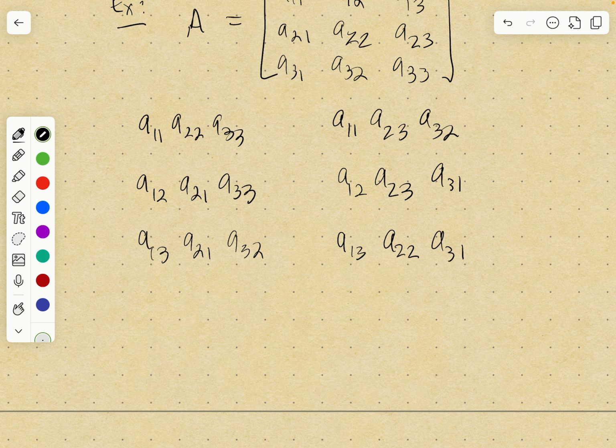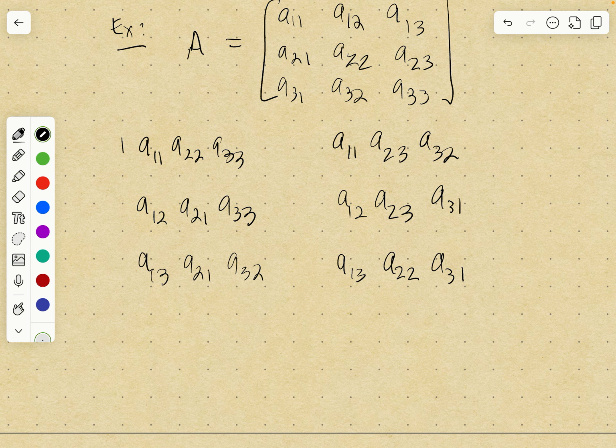And you can check that the first one is an even permutation, the second one is an odd permutation, the third one is an odd permutation, the fourth one is even, and then the fifth one is even, and then the last one is odd. So that's the determinant of A.